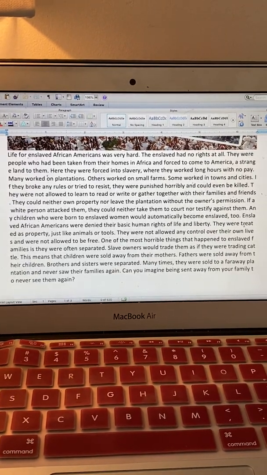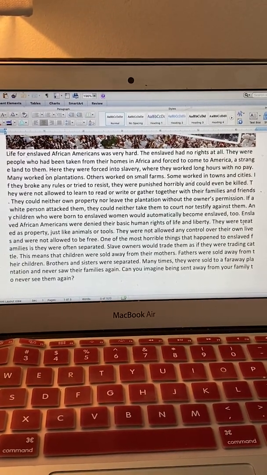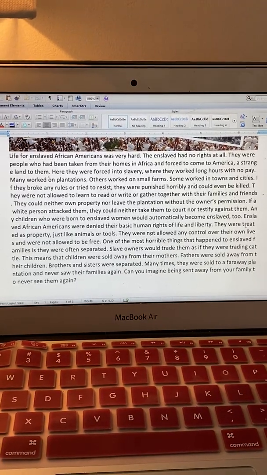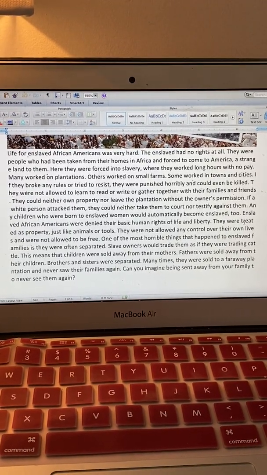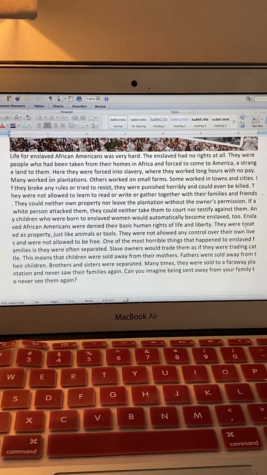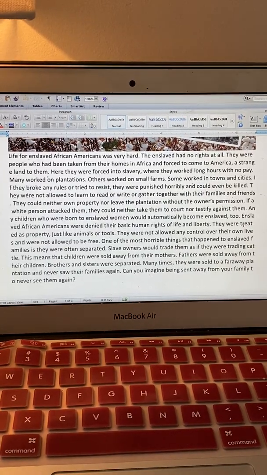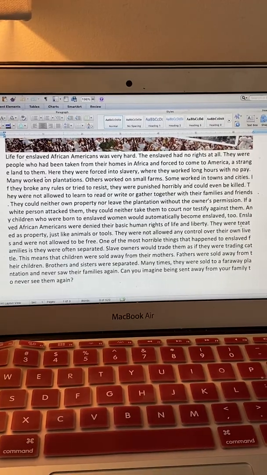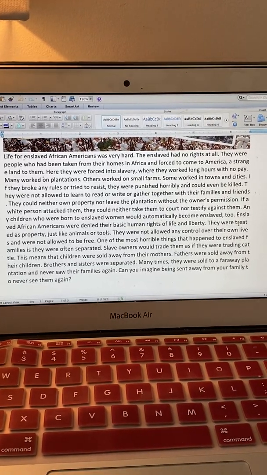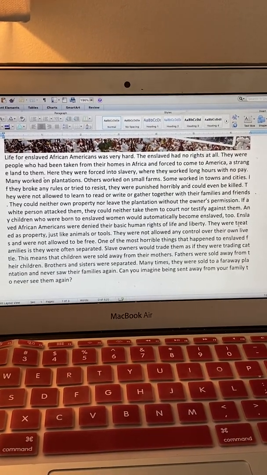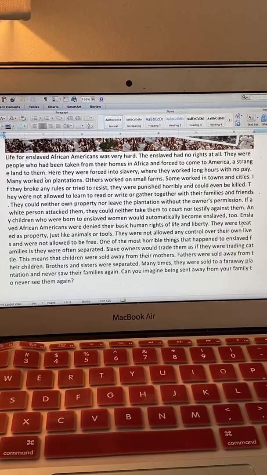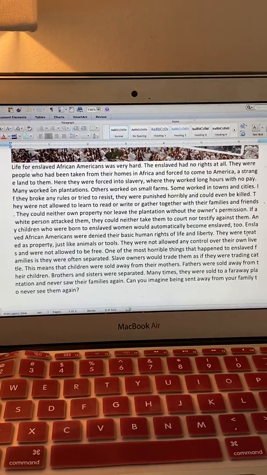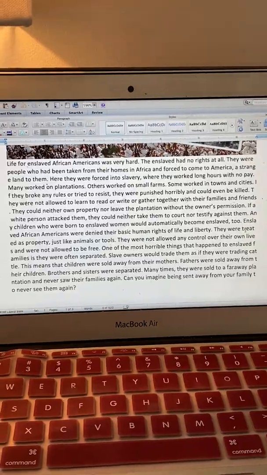One of the most horrible things that happened to enslaved families is that they were often separated. Slave owners would trade them as if they were trading cattle. This means that children were sold away from their mothers, fathers were sold away from their children, brothers and sisters were separated. Many times they were sold to faraway plantations and never saw their families again. Could you imagine being sent away from your family and never seeing them again?